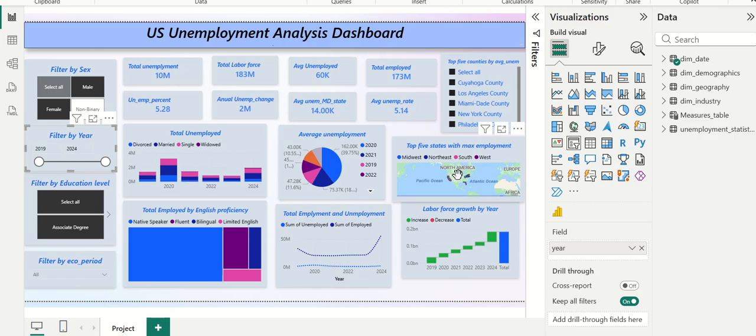Here I have a map that shows top 5 states with maximum employment. So then I can zoom out and I can see the states. So here is a legend that shows the region to which these states belong.